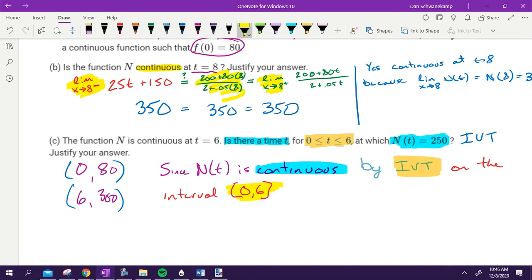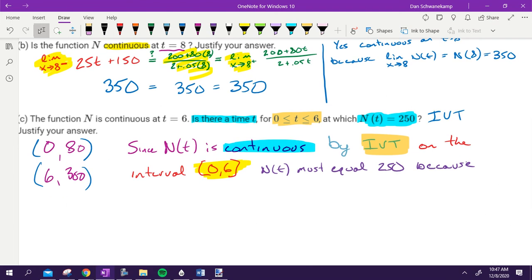Okay. I'm going to go ahead and just restate what I'm trying to find. N of t must equal 250 because, and I'm just restating it that way so it's an actual sentence. What else do I need here? 2 more things I need.